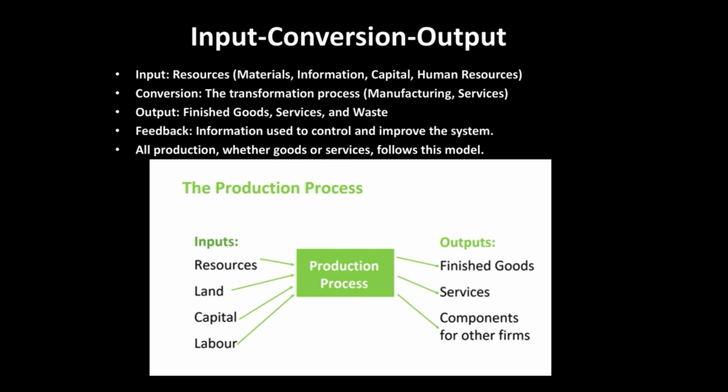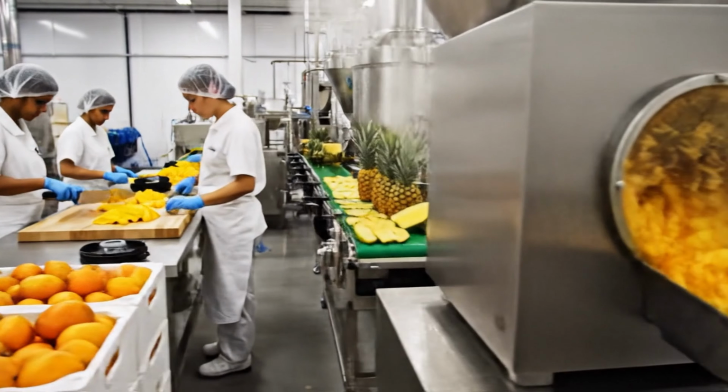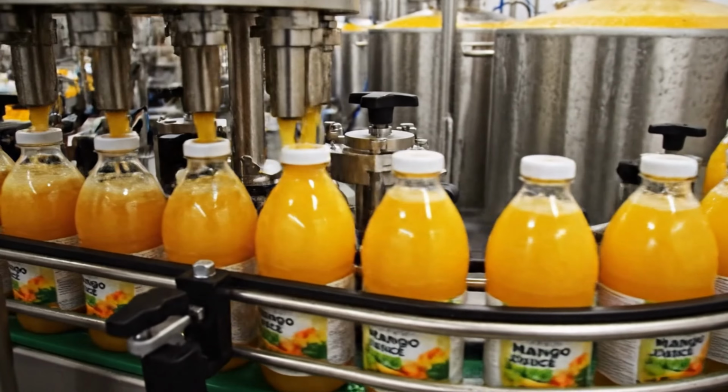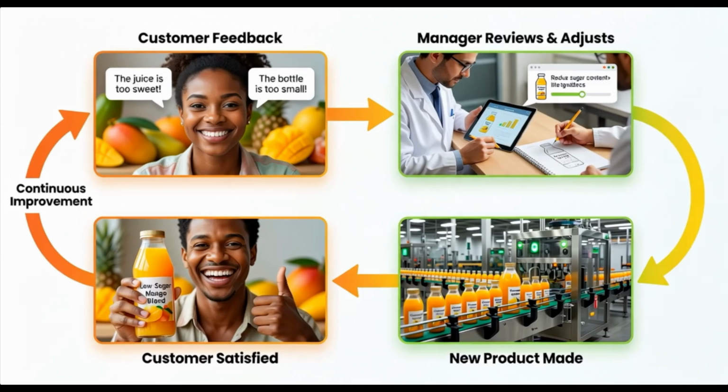And your outputs now will be your finished goods or the service, and it will also include waste from the conversion process. One critical thing that is often overlooked in this process is feedback. Feedback is where we use information as managers to improve a process. So if we have a customer and they're telling you that the juice is too sweet or the bottle is too small, then you can use that feedback to change the recipe, to possibly make a low sugar option available, and add a variety of sizes for your customers.